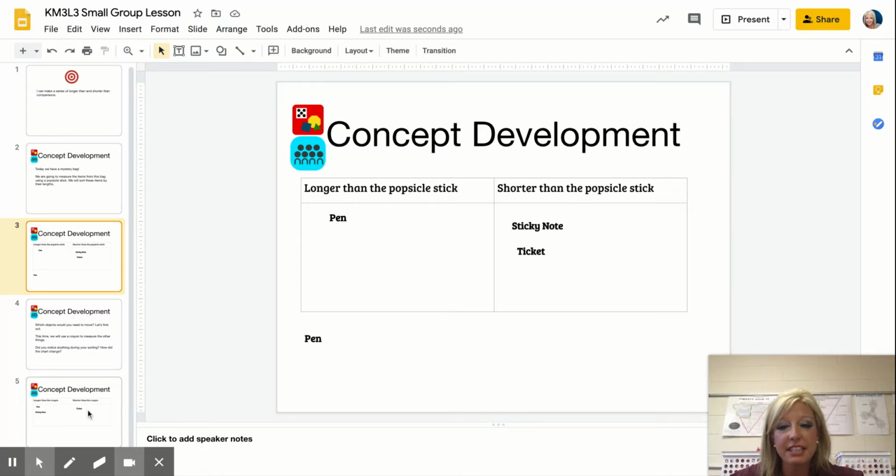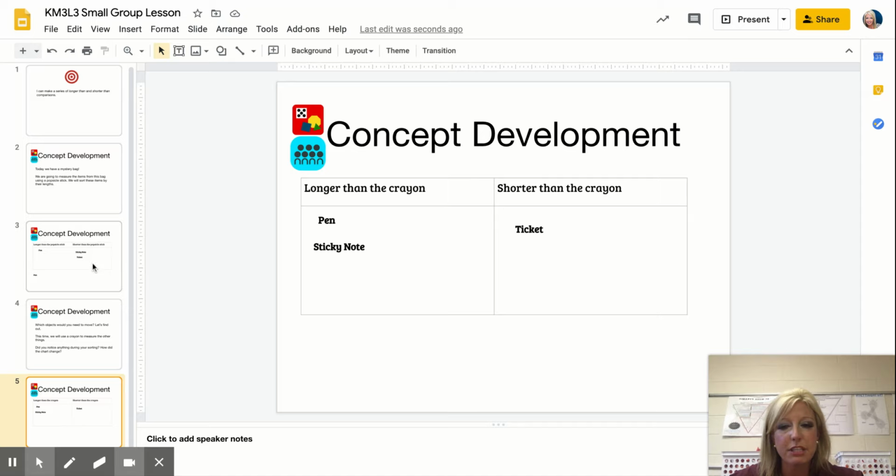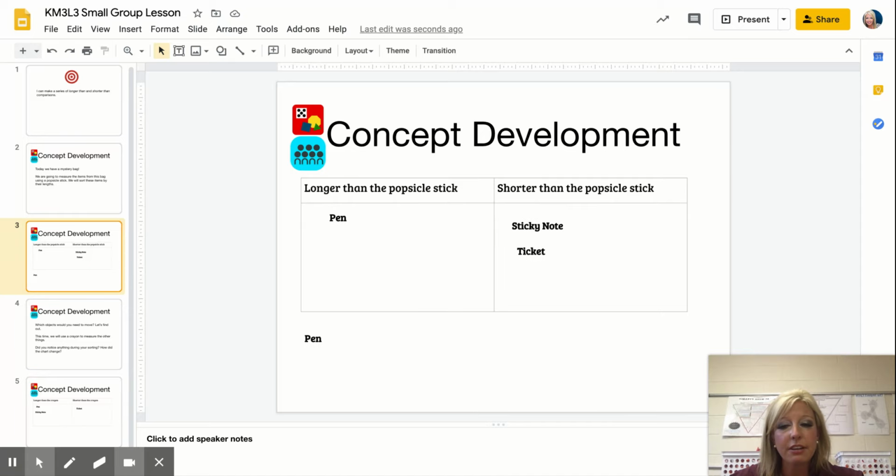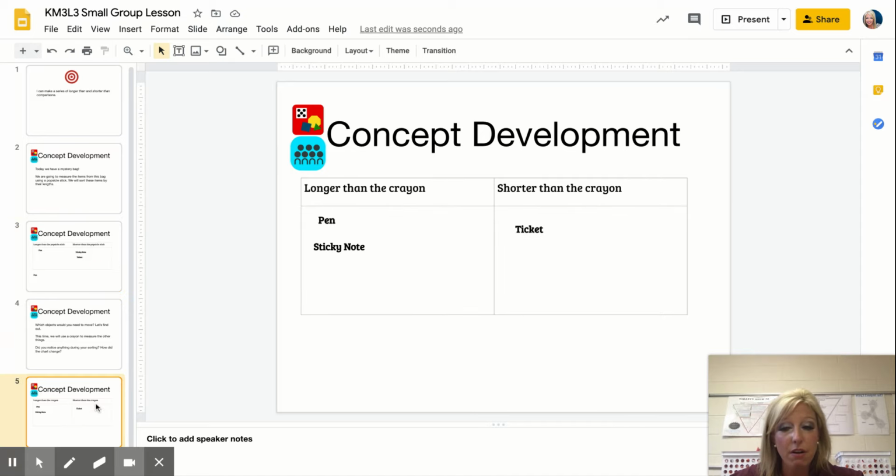And why do y'all think that is? Why do you think that the measurements changed? What category they went in changed depending on the tool we use to measure? Think about that for a second.